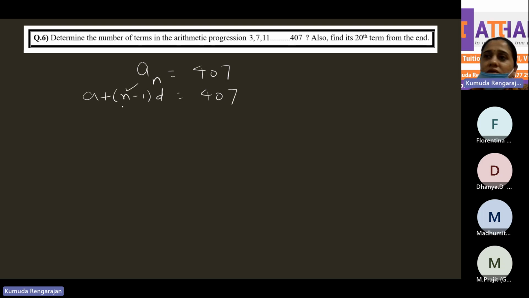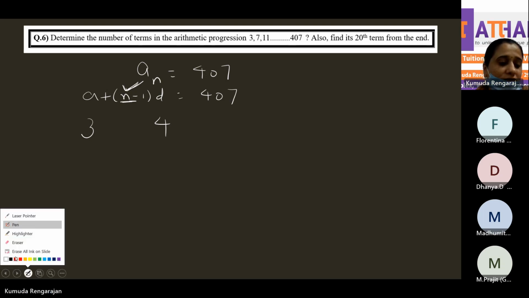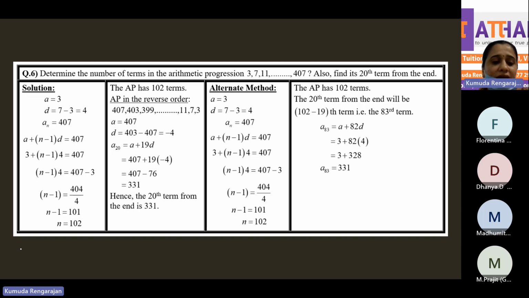Here we have to solve for n. So substitute for a and d. a is 3 and d is 7 minus 3, that is 4. n is unknown. Work and find the value of n. So determine the number of terms in the AP. That's the first question. Then find its 20th term from the end.